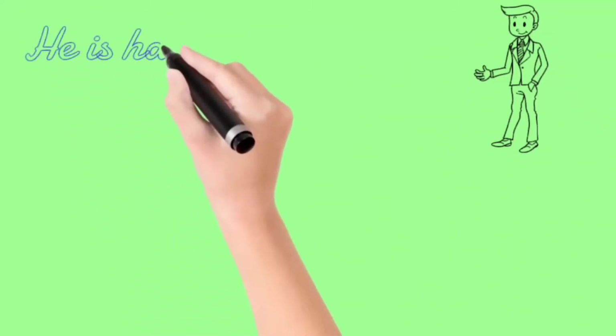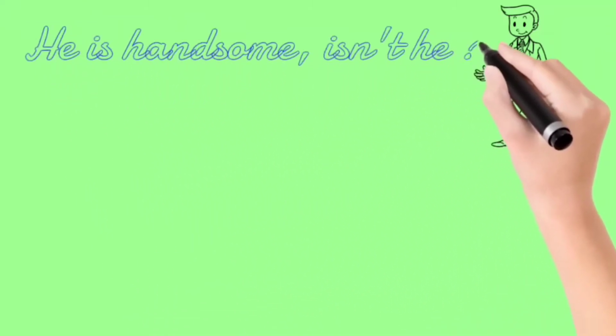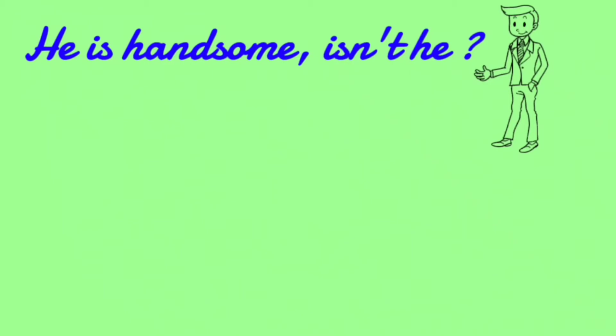Here is a boy, a handsome boy. So the sentence is, he is handsome. What will be the question tag? Isn't he? He is handsome, isn't he? So first write a sentence, then put a comma, the question tag and a question mark. The question tag should not start with a capital letter, it should start with a small letter.